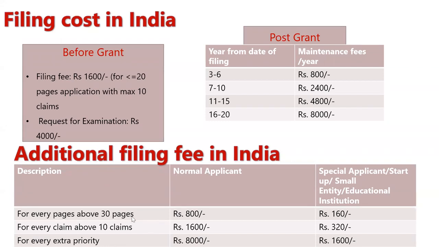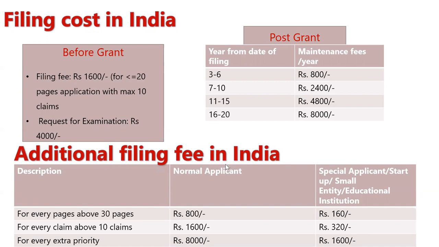And if you want to add some more pages, then you have to pay additional fee per page or per claim. So 800 for normal applicant, and for special applicant it is 160. So you see the table in which I showed the additional filing fee. So how much amount you have to invest for your patent, you can understand.